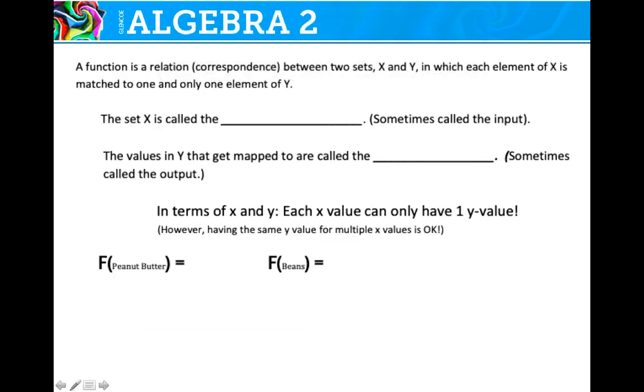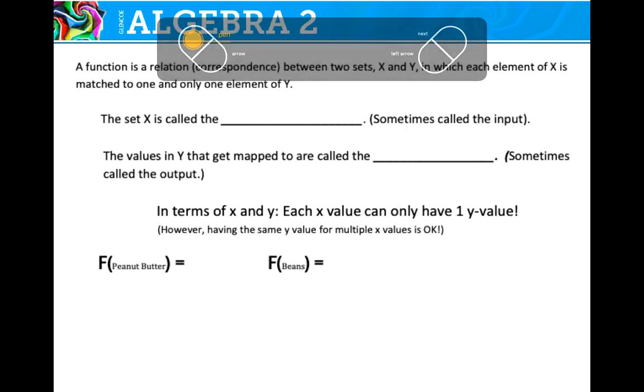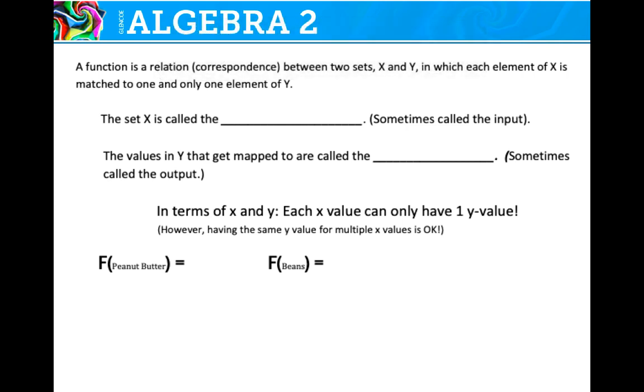A function is a relation, which is a correspondence. Now, it's not like a relation between a boy and a girl. A relation is just a set of ordered pairs. That's all it is. That's important. Ordered pairs. And then we determine whether or not it's a function. It says each element of x is matched with one and only one y. That's what we saw on the previous screen, where peanut butter can only have one price. Peanut butter was the x values, and the price was the y values. The set x is called the domain.